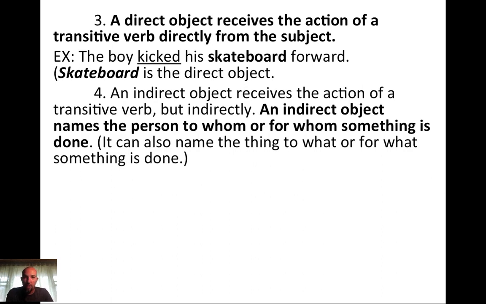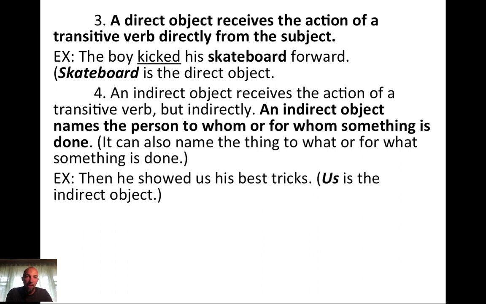An indirect object receives the action of a transitive verb, but indirectly. An indirect object names the person to whom or for whom something is done. It can also name the thing to what or for what something is done. Look at the example. Then he showed us his best tricks. Us is the indirect object. Showed what? Tricks. Tricks is the direct object. To whom or what? Us.